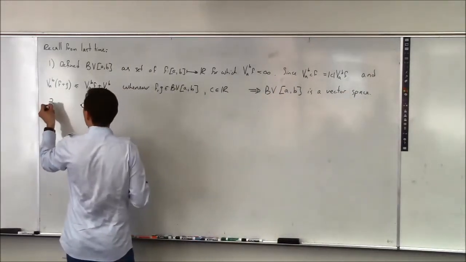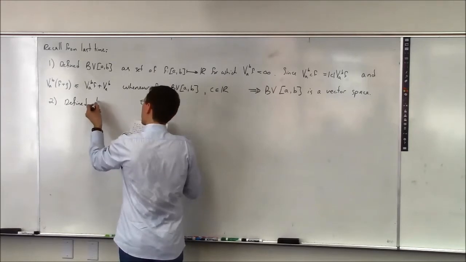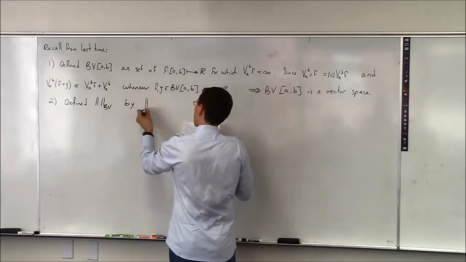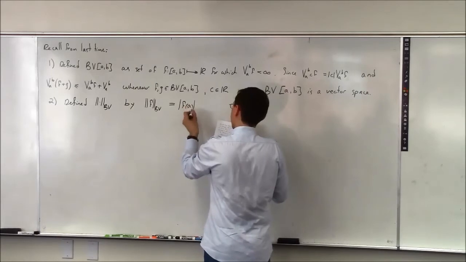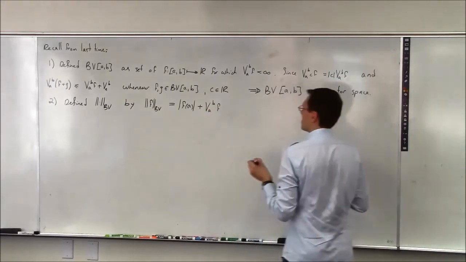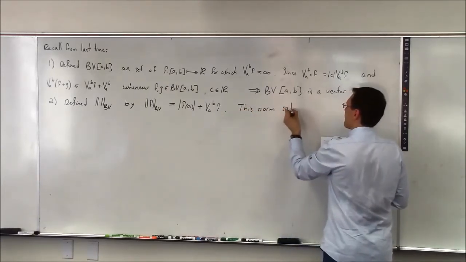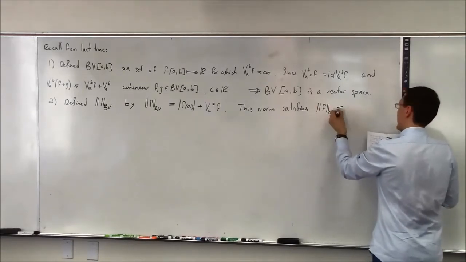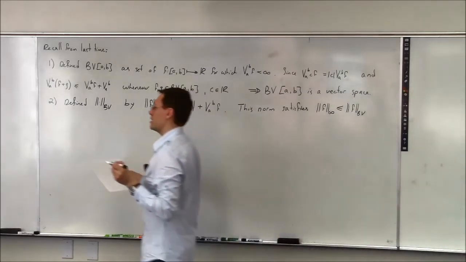So then next we also managed to define a norm. This norm satisfies that it's bigger than the sup norm. So in other words, convergence in bounded variation is stronger than uniform convergence.